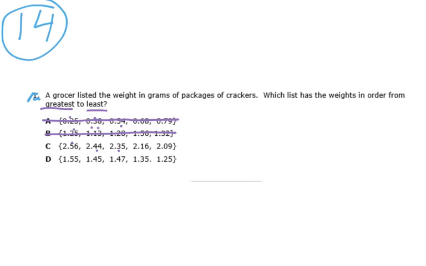Is 2 in 4400s greater than 2 in 3500s? Yes. Is 2 in 3500s greater than 2 in 1600s? Yes. Is 2 in 1600s greater than 2 in 900s? It is. This is my answer. Let's just double check. This first one is bigger than the second one, but oh no, this is actually bigger than this one. D is wrong.